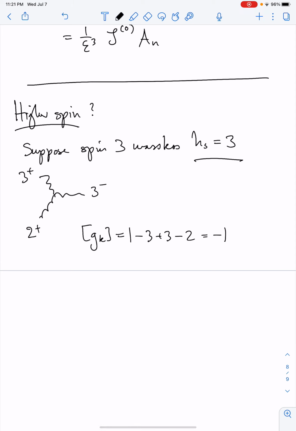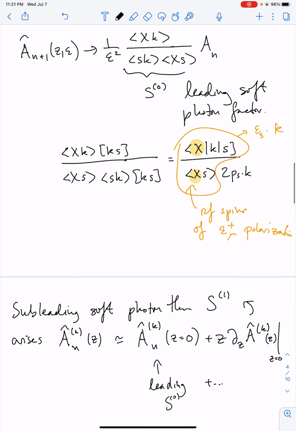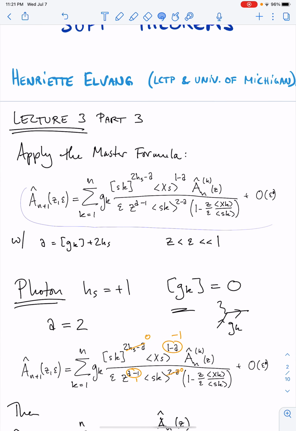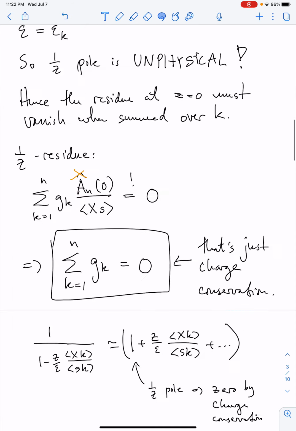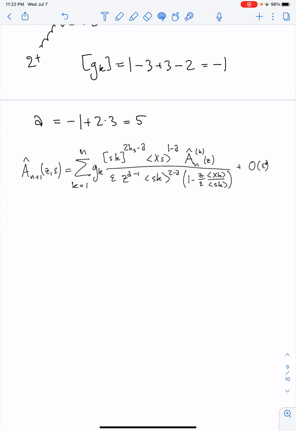And then, since Hs is 3, this gives us that the number A that appears in the master formula is 1 minus 2 times 3, which is 5. So when A is 5, the master formula will give us a very high order z pole. So let's go back and take a peek at our master formula again from the beginning. Here's what it is. And now, with A equal to 5, we see that we have a pole which is order z to the 4th. Again, this is unphysical, and so its residue must vanish.